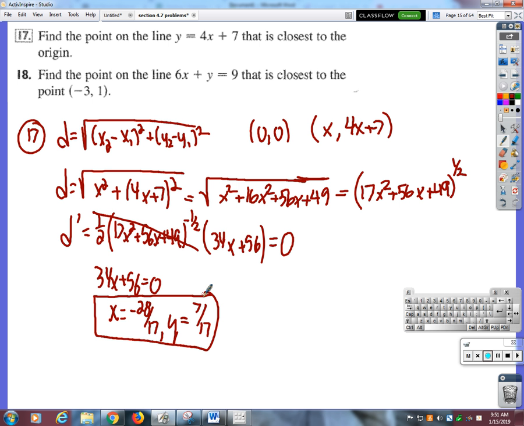Okay. Because if I'm taking a fraction, if I wrote this out, it would be 34x plus 56 over, because this is a negative square root, 2 times the square root of 17x squared plus 56x plus 49. If I want to set that equal to 0, for a fraction to equal 0, as long as this is 0, it doesn't matter what's on the bottom. 0 divided by anything is just 0. So I can just ignore all of this junk and just focus on the top.